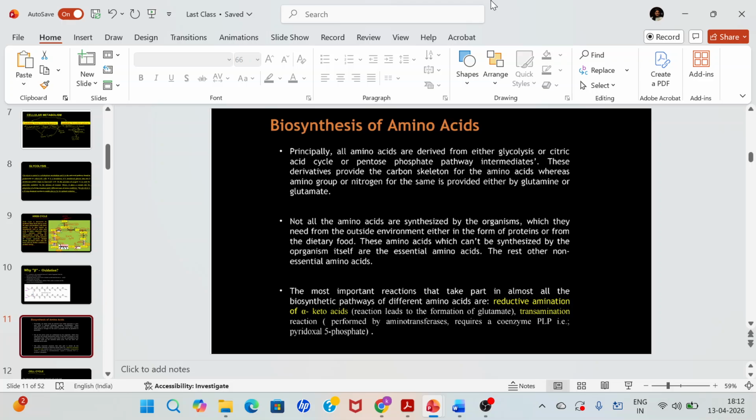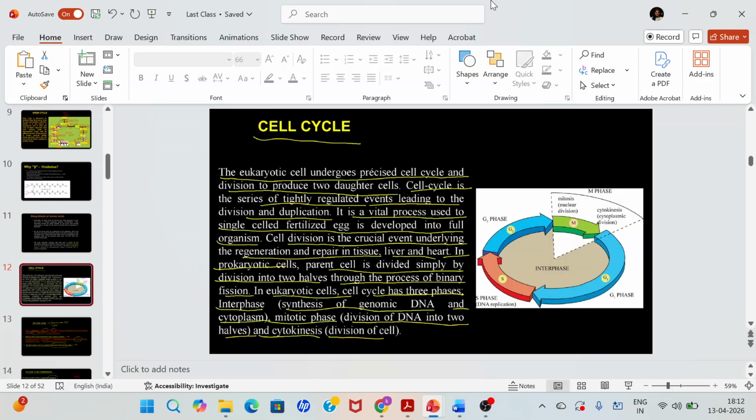Okay, so depending upon what can be formed inside the body and what cannot be, they are further divided into essential or non-essential amino acids. Those that can't be synthesized in the body are called the essential amino acids. Okay, next we learnt about the cell cycle.